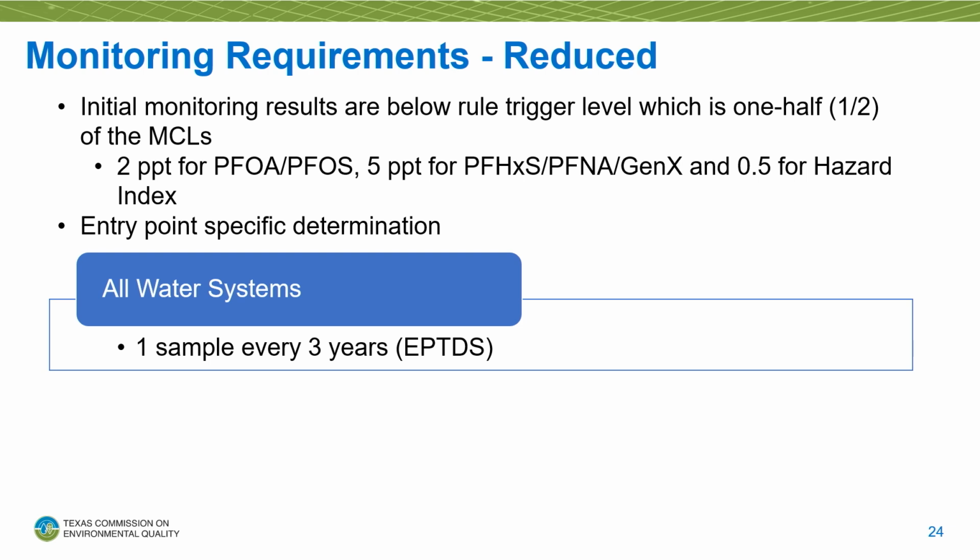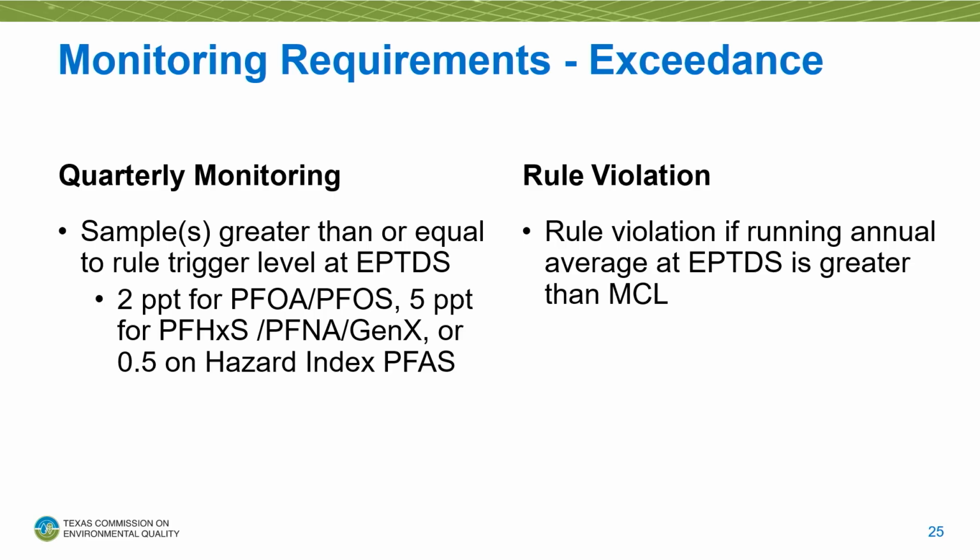All water systems would be eligible for reduced monitoring if they meet that rule trigger level, and that reduced monitoring is 1 sample every 3 years per entry point. If the samples from the initial monitoring are greater than or equal to the rule trigger level, which is 1/2 of the MCL, then quarterly monitoring would have to be done.